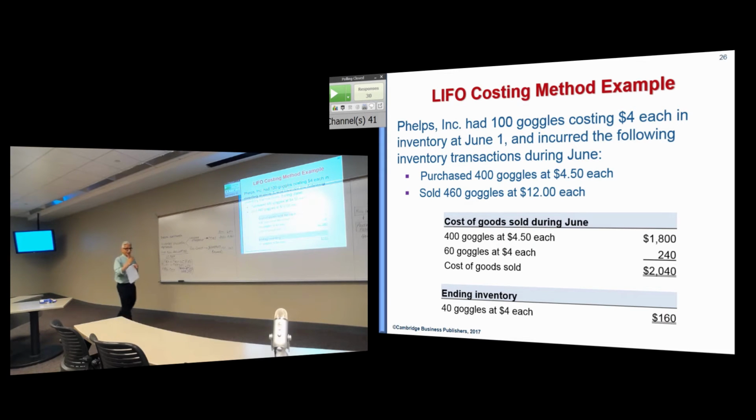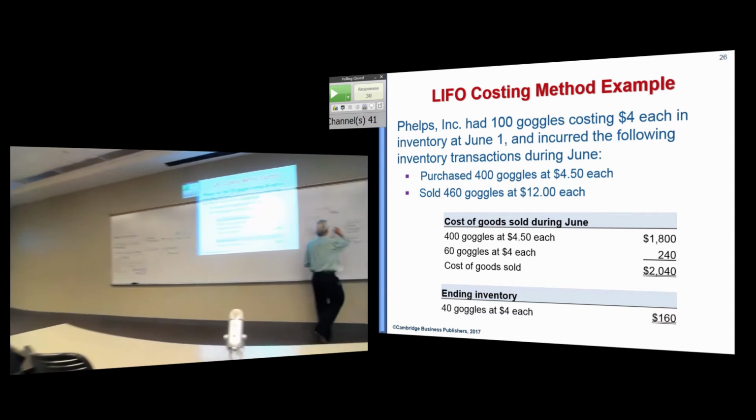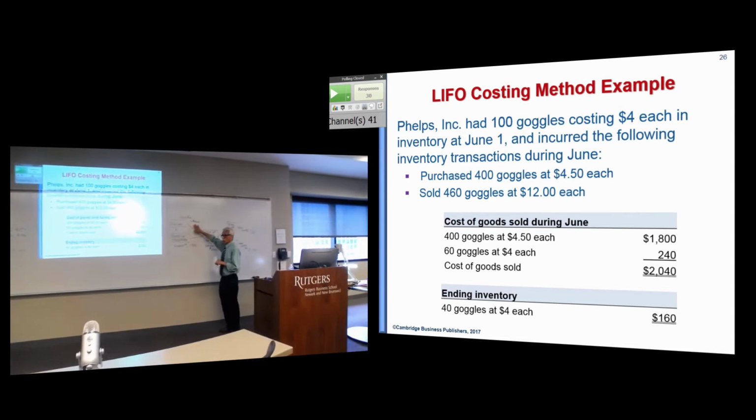you understand the approach. If it's first in, first out, cost of goods sold comes out of beginning inventory first, then purchases. If it's last in, first out, it assumes that they come out of the newest first, and then the oldest. It's the most recent. Ending inventory is your oldest cost. Now, here's the real catch.